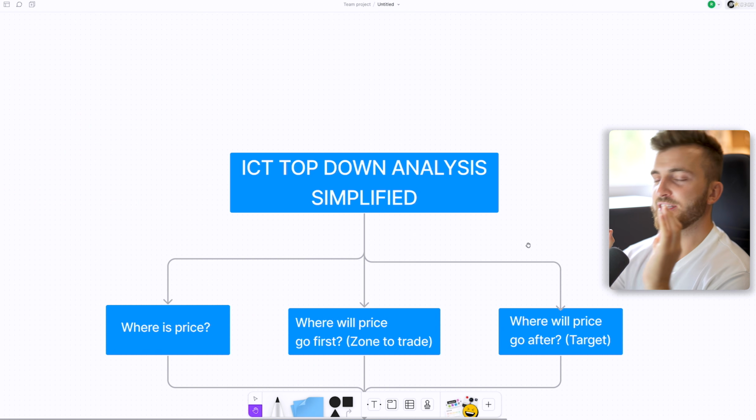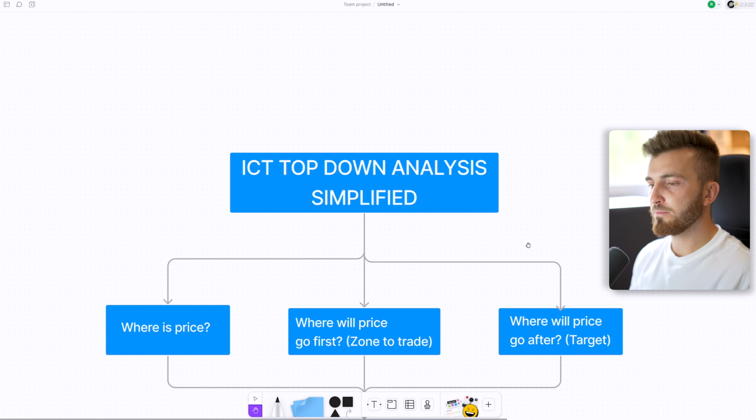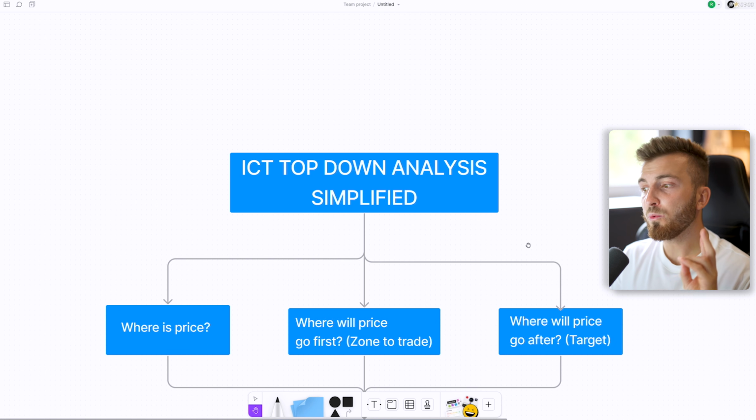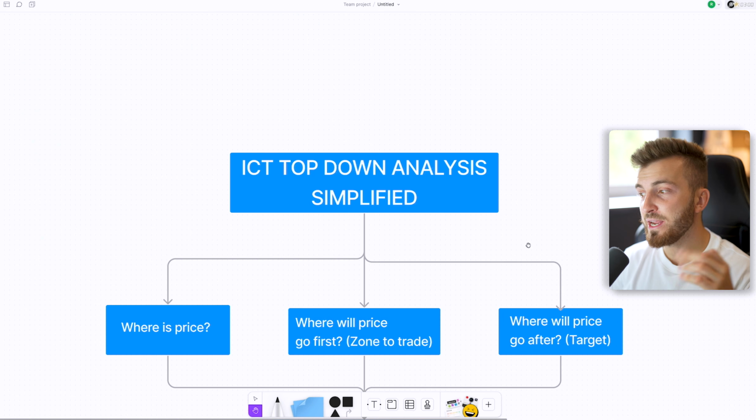There's 3 questions that are extremely important for us to ask. Number 1 is, where is price? Number 2, where will price go first, which means what zone do we want to trade? And 3, where will price go after, which is our target?